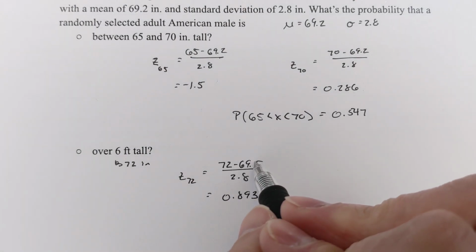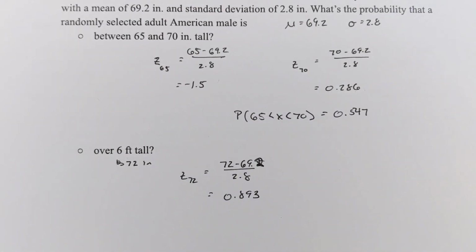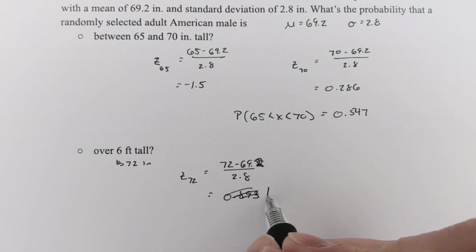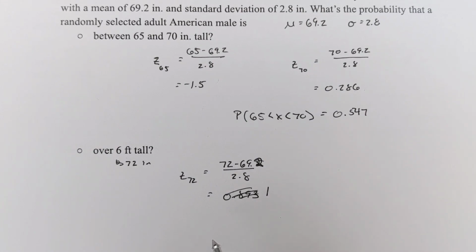No, not 69.5, 69.2. That's going to change my answer. 72 minus 69.2 divided by 2.8. This is actually 1. So if you look at our table, we find our z-score 1, look at our percent less than it, but since we want more than, we do 1 minus that. So the probability that you are taller than 72 inches comes out to be 0.159.